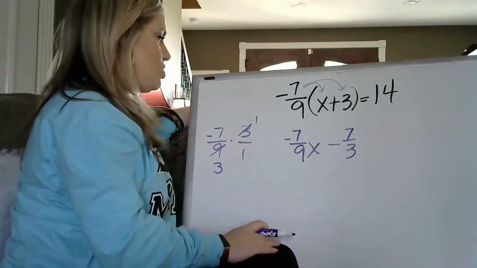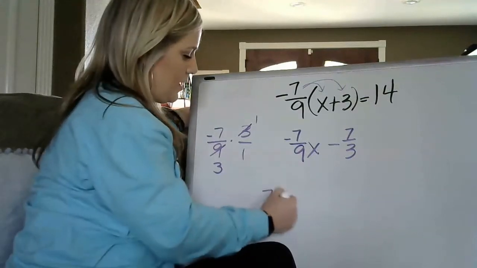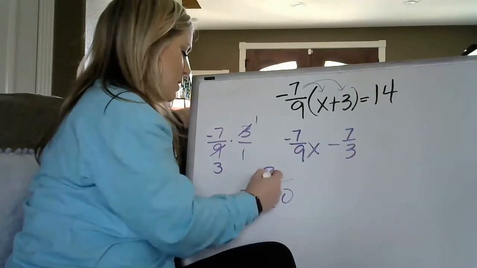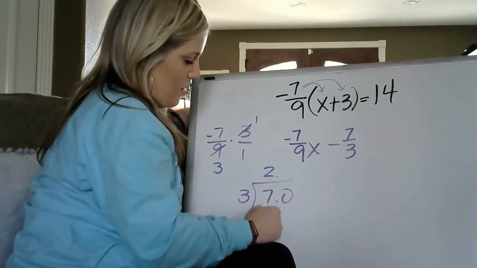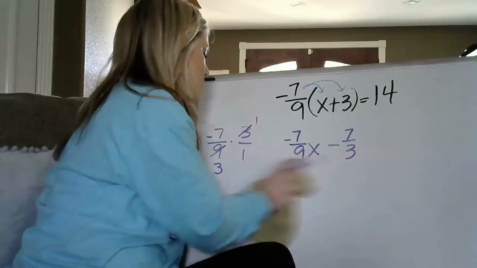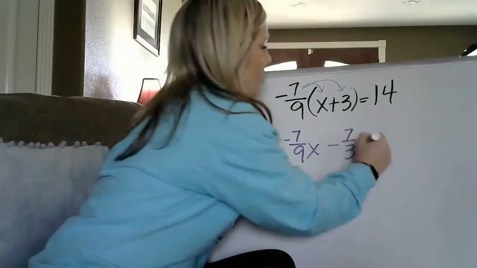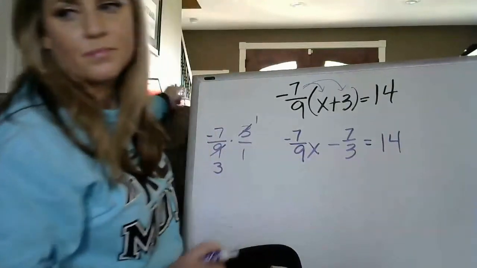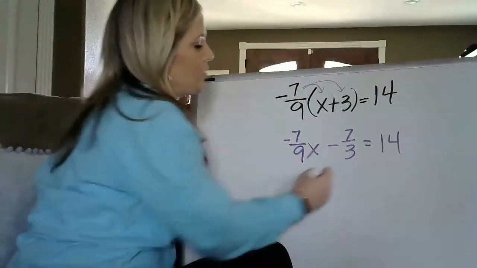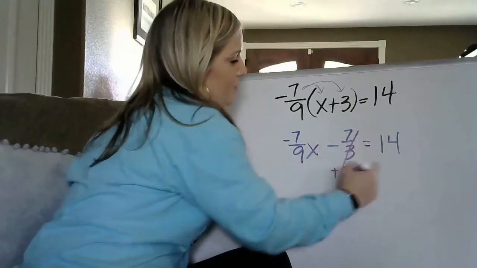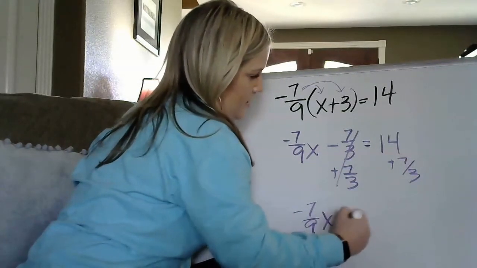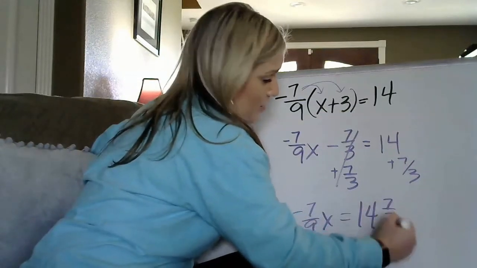How do I turn that to a decimal? 7 goes in the division box. 3 goes into 7 2 times, which is 6. This is going to be a repeating decimal, so we're just going to leave it like that. Equals 14. All right, let me erase this over here. I'm going to add 7/3 here, and I'm going to add 7/3 here. So we have negative 7/9 x equals 14 and 7/3.